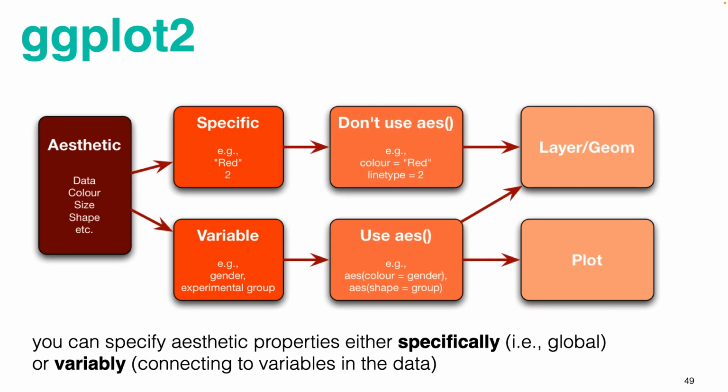So you can specify aesthetic properties either specifically, so globally, or variably, connected to variables in the data. So you can say color equals blue, or color equals political affiliation, right? And then that might be mapped to certain variables, red or blue, variables like gender, experimental group, etc.